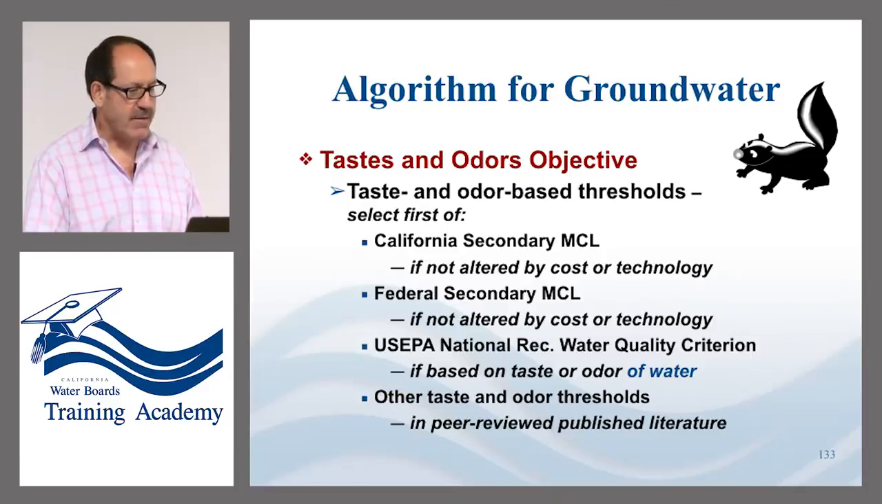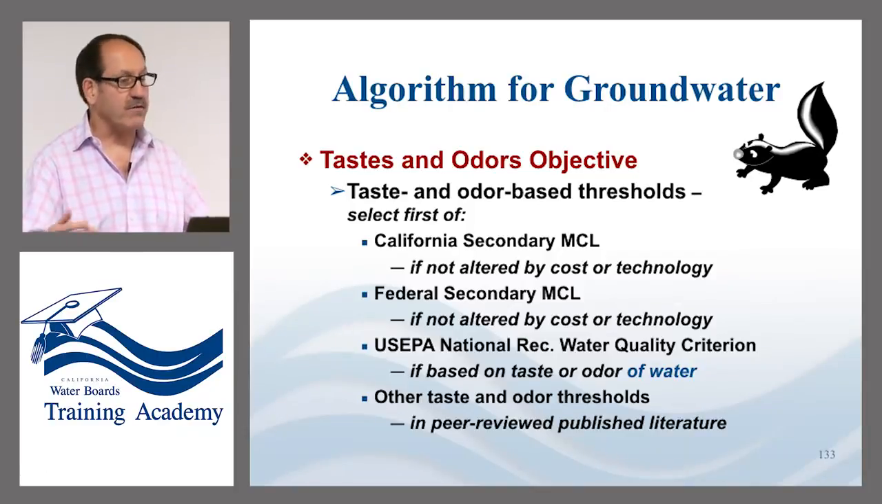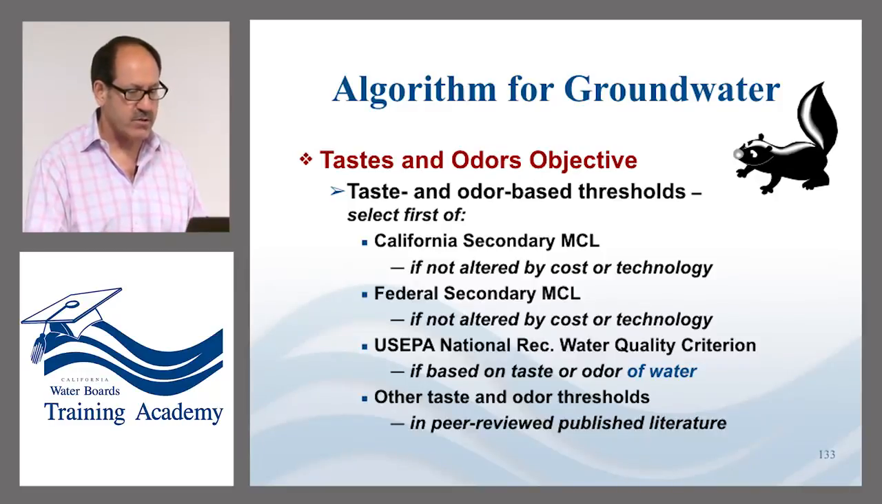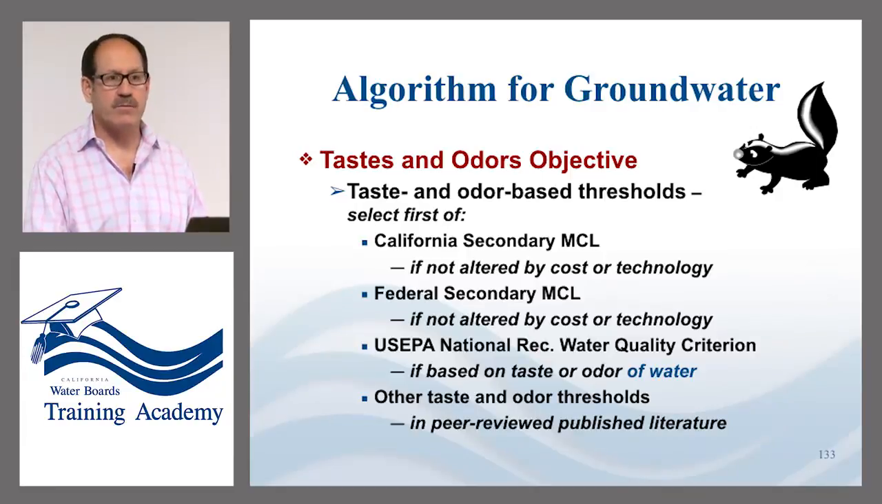And then if you don't find numbers in either of those, the National Recommended Water Quality Criteria will give you an organoleptic threshold if that is lower than the toxicity numbers. Make sure that it's an organoleptic threshold in water, not in fish tissue, because we're dealing with groundwater. And then other taste and odor thresholds from the peer-reviewed literature.